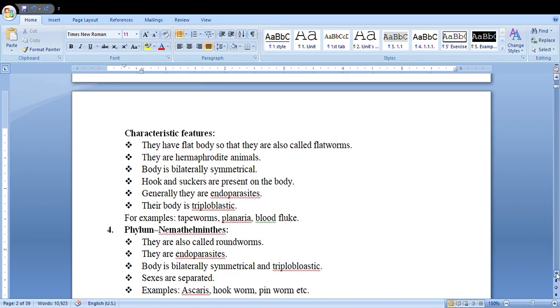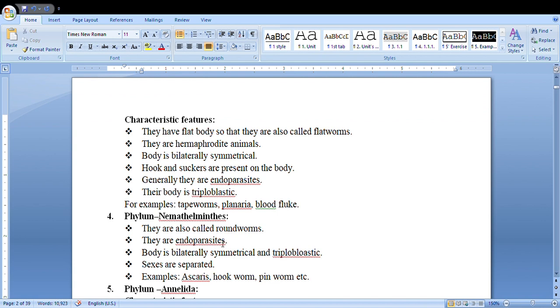Similarly, Nemathelminthes are roundworms. They are endoparasites, and their body is bilaterally symmetrical and triploblastic, like Platyhelminthes. Sexes are separate, meaning they are unisexual, male and female are separate. Examples: Ascaris, roundworm, hookworm, pinworm, etc.